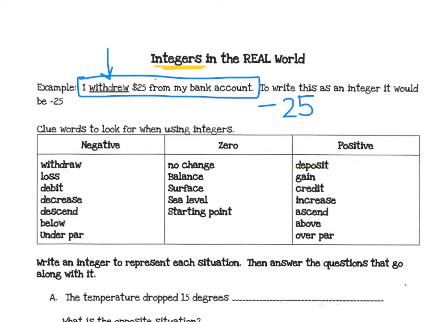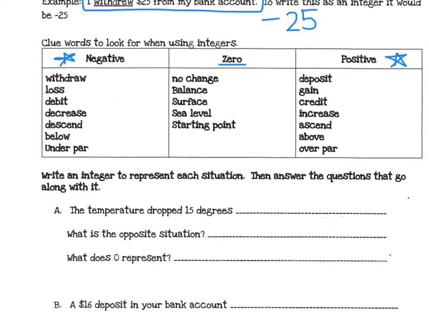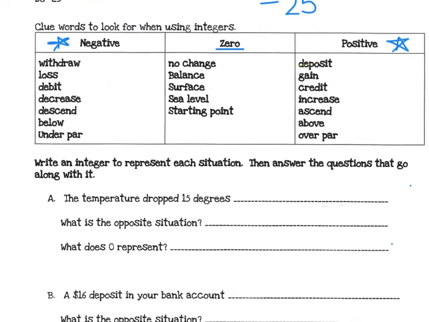As we're using these integers to represent situations, I just gave you this table here that you could look at that might be helpful to see clue words that tell us a number would be negative or a number might be positive. And then I also included a column for clues telling us that it's zero. Zero will always represent the starting point or if there's no change in the situation. Okay, so take some time and look over those lists of words, and if there's any words that you don't understand, please don't be afraid to ask.